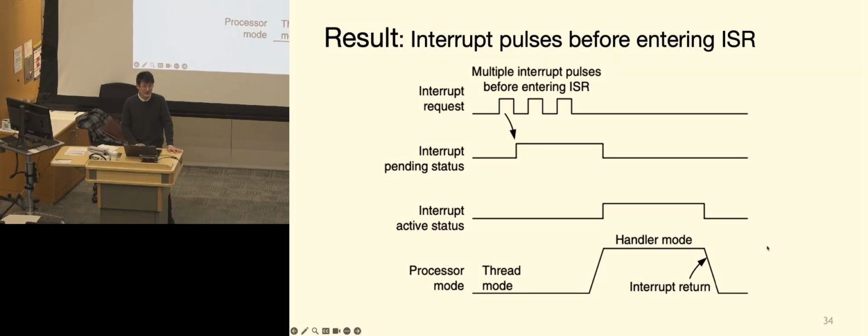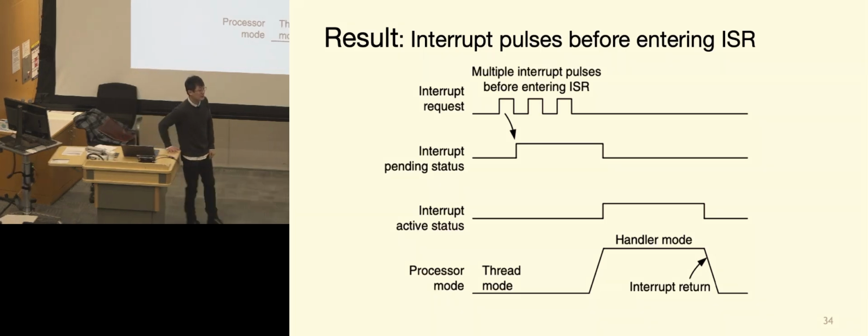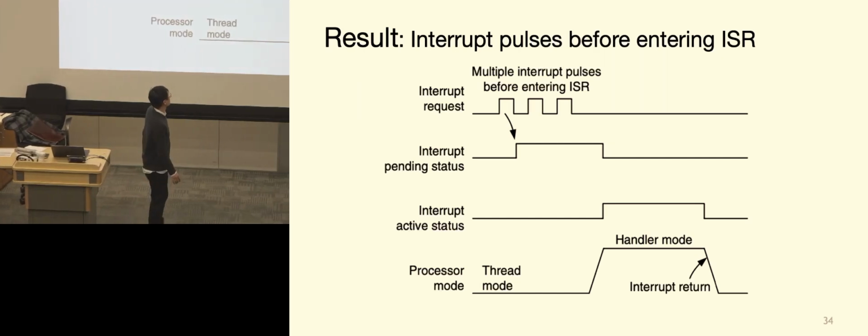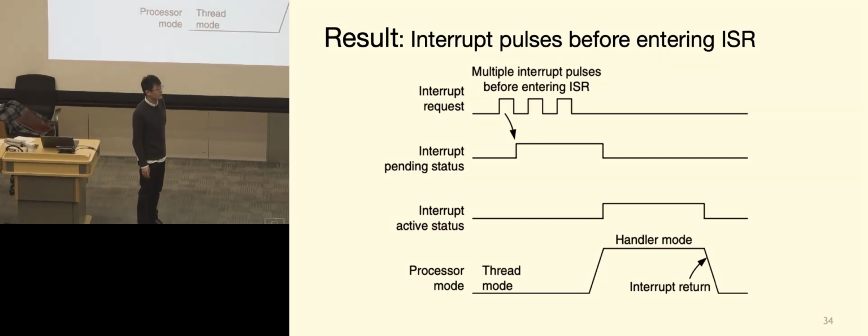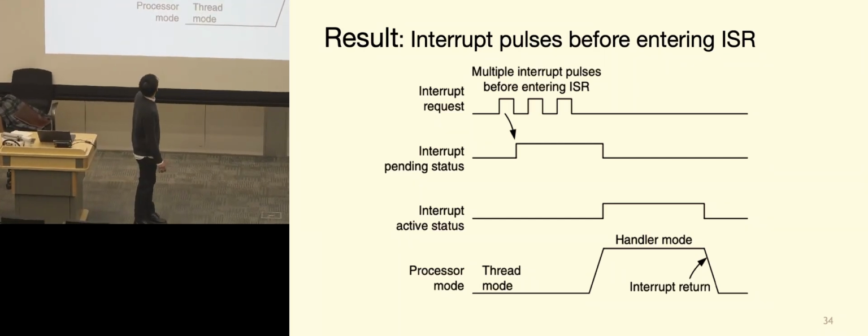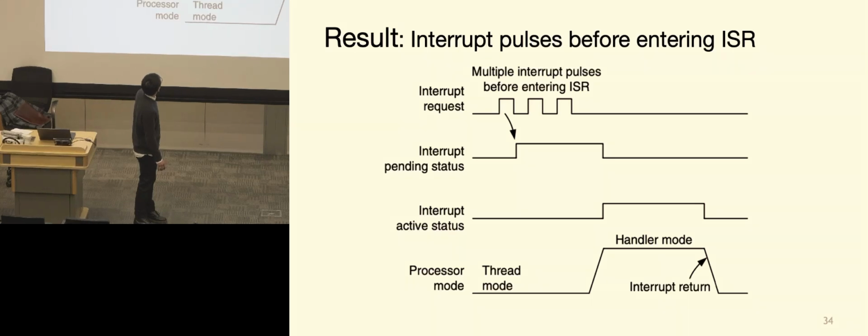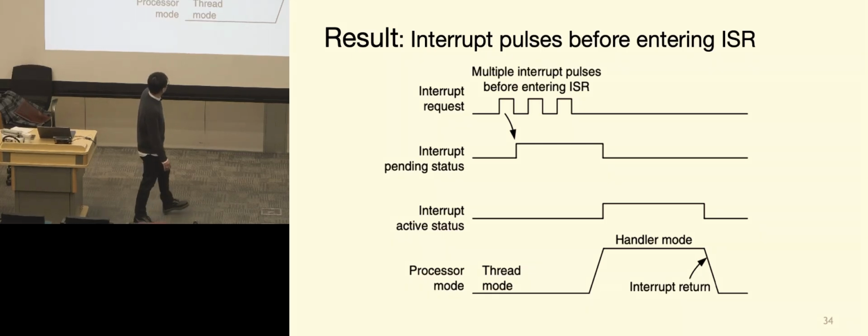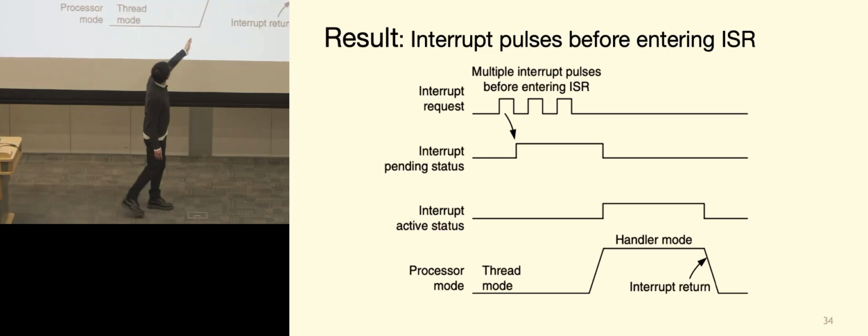Okay, cool. No questions? Okay, questions. Yeah, I'm a little confused about the processor mode. It seems to start going up before the falling edge of the interrupt pending status. Why is that? What triggers the processor mode to start going from, I guess, thread mode to handler mode? You mean like the beginning of here? Yeah. What triggers that?